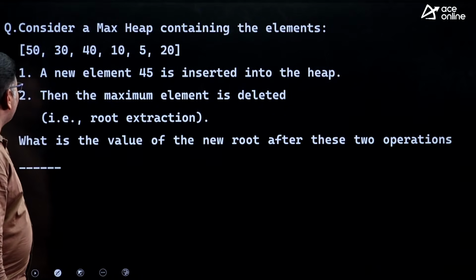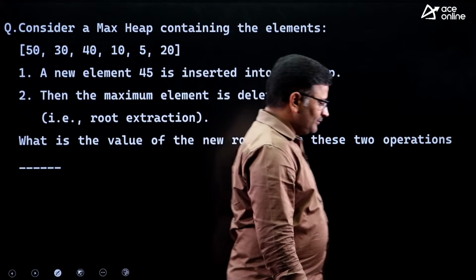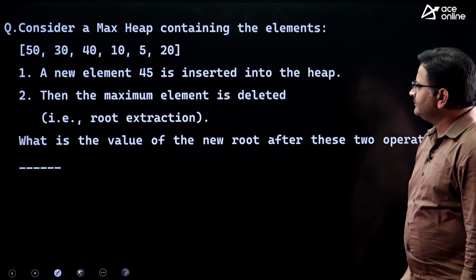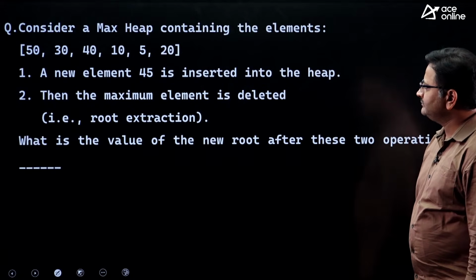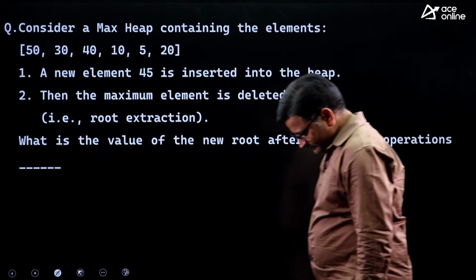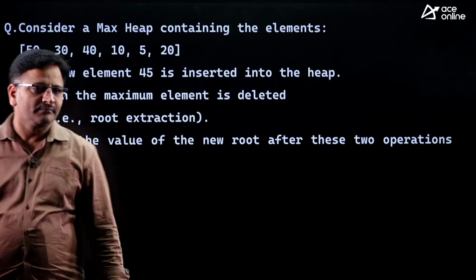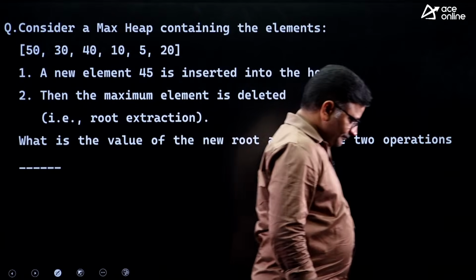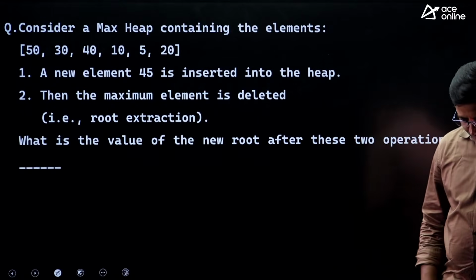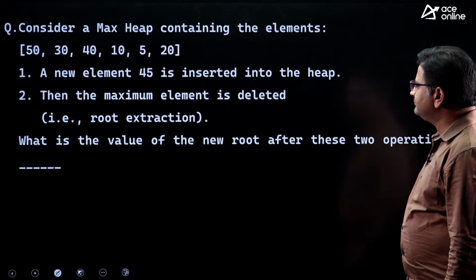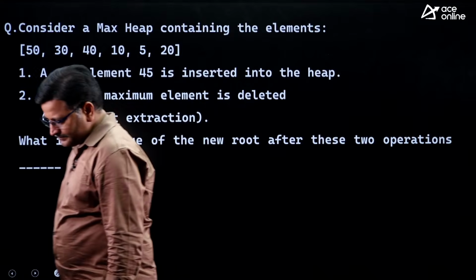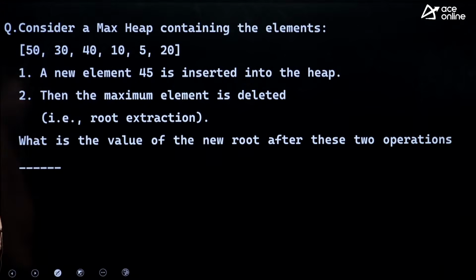Okay. Can you look at this problem? This problem is related to heap tree. You have 1 more minute to complete this problem.